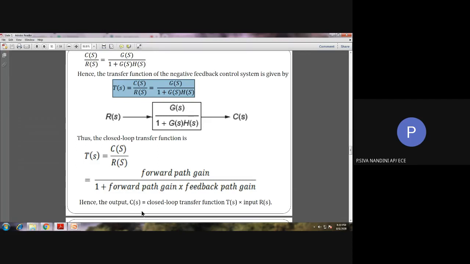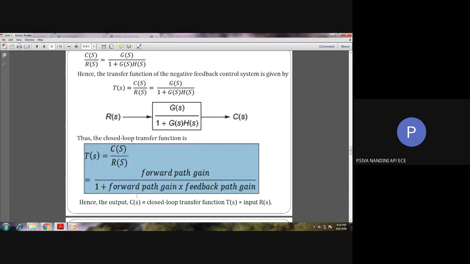We can say C of S is equal to closed loop transfer function T of S into input R of S. Thus we can obtain the transfer function as well as the output, if we want, from the closed loop control system. Here we have seen the closed loop control system of negative feedback system.